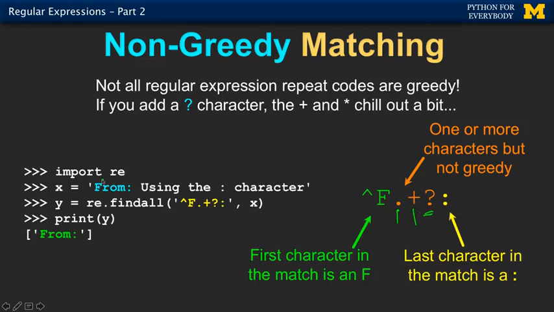So now it looks at it and says, okay, I got a beginning F and I can stop here, or I can stop here, but I am not greedy. So the not greedy prefers the shortest. The greedy prefers the longest. The not greedy prefers the shortest. And so this is what we get.